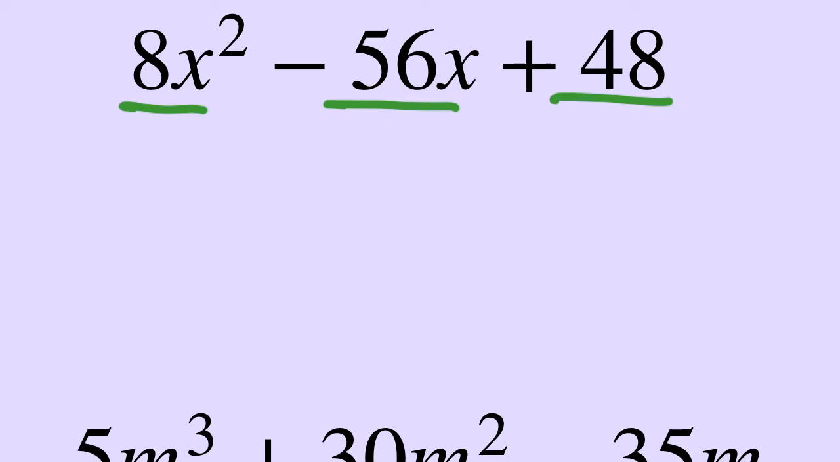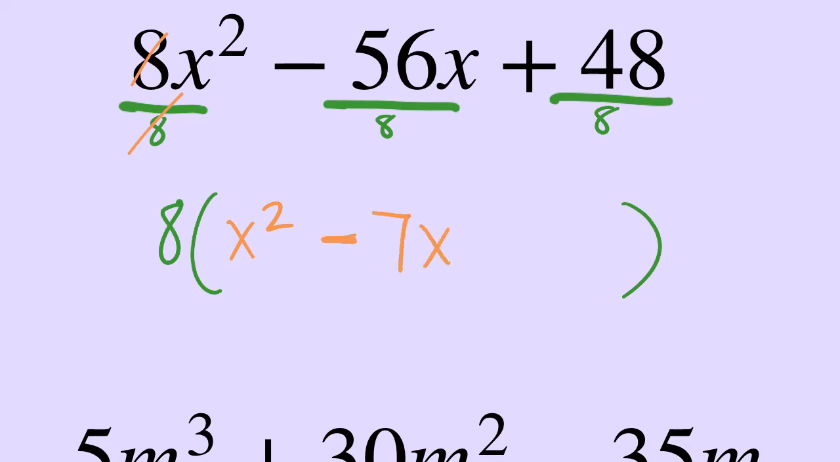So we're going to go ahead and take the 8 out. We're going to write that on the outside. And we're going to see what we would have left. So let's see. If I divide each of these by 8, I would have x squared left right here. 56 divided by 8 is 7, so minus 7x. And then 48 divided by 8 is 6, so plus 6.